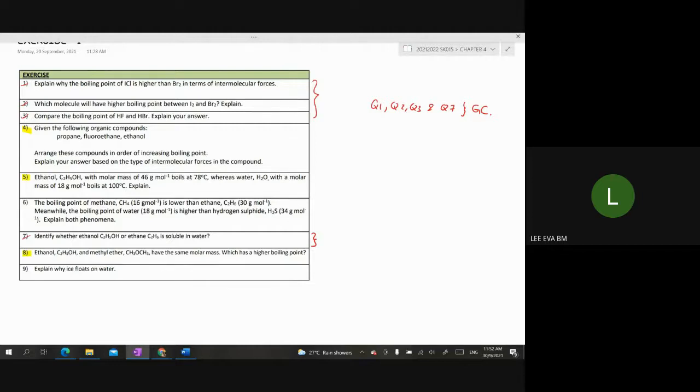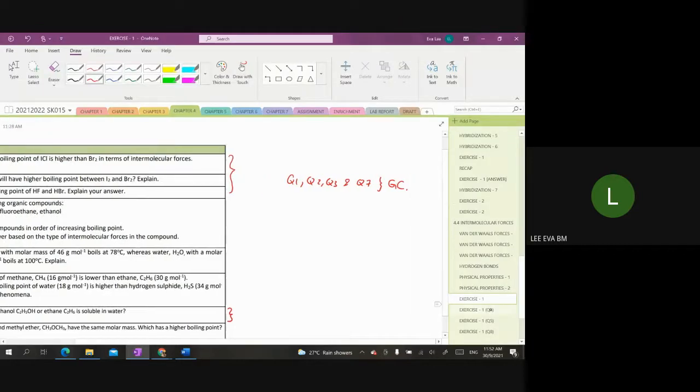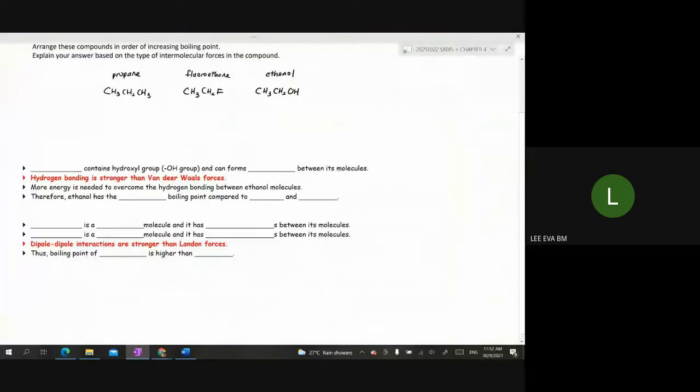Okay, so Madam will explain for 4, 5, and also 8, but it seems that the time is not enough, so maybe we try one of these.